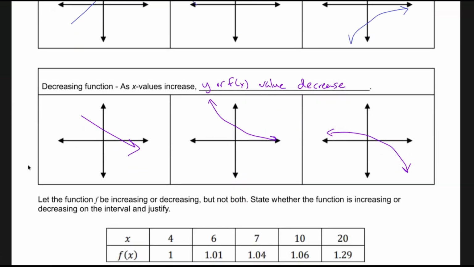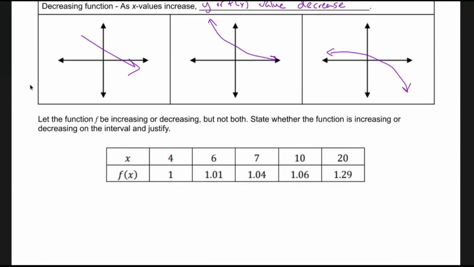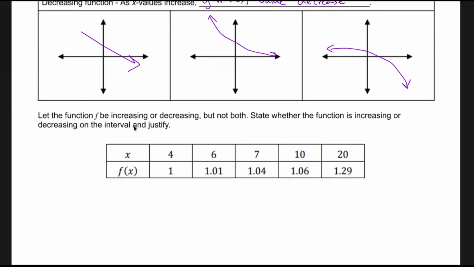Let's make sure that we're not getting things backwards. Let function f be increasing or decreasing, but not both. State whether the function is increasing or decreasing on the interval and justify. So what we're seeing here is the x values are increasing. And that will happen basically all the time unless the graph is supposed to be out of order on purpose. The f of x values are also increasing.